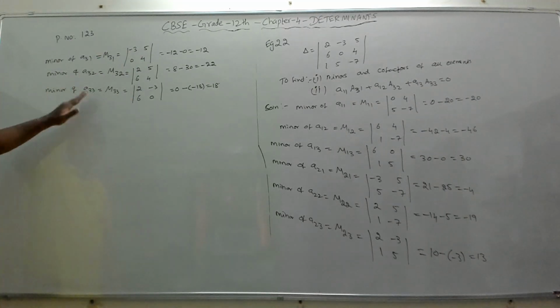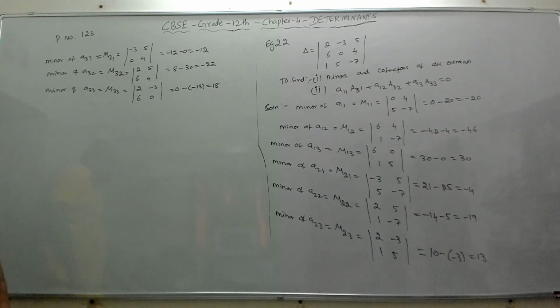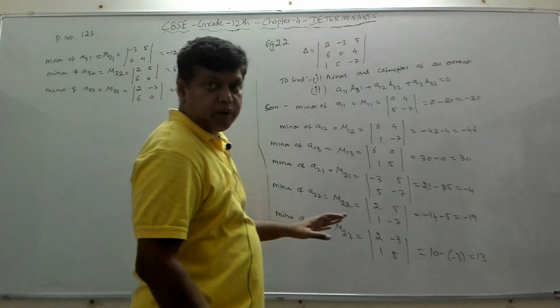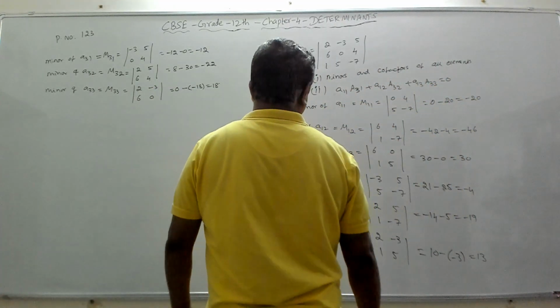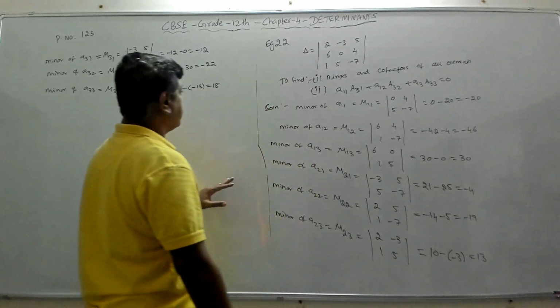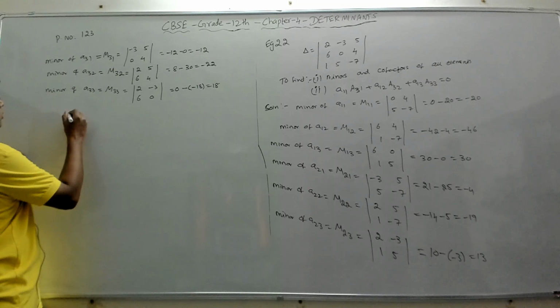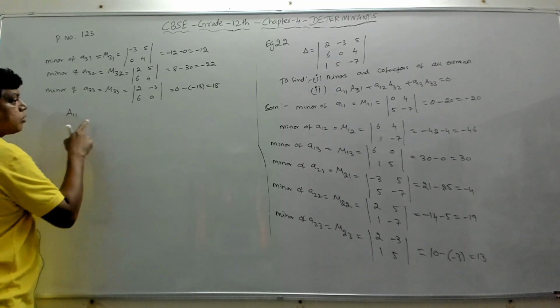So now we have found all the minors of all the elements. So we will have to correspondingly find the cofactor of that. So probably I'll try to write the cofactor here. Maybe I can write it here. That's okay. So I'll write the cofactor. Cofactor of A11 is the cofactor of this one.